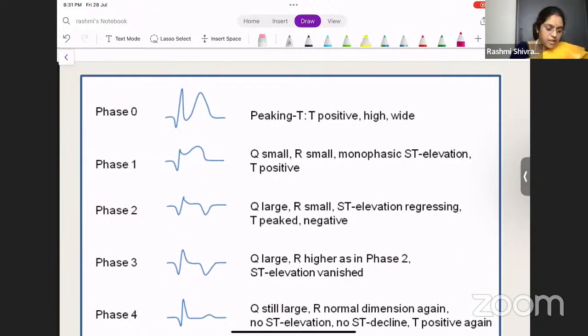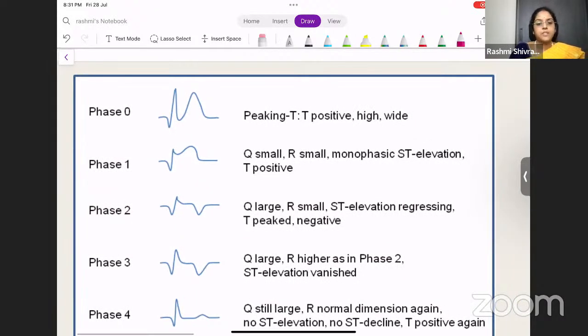So what happens in the first phase? When there is an infarction, how does the body react? What do we find on the ECG in the immediate phase of infarction? You have a peaked T wave. It will be taller as well as wider. This is a high peaked T wave.